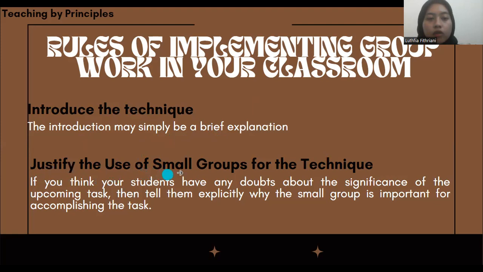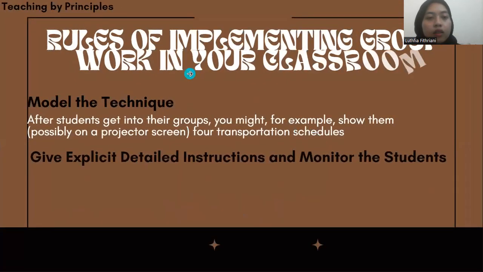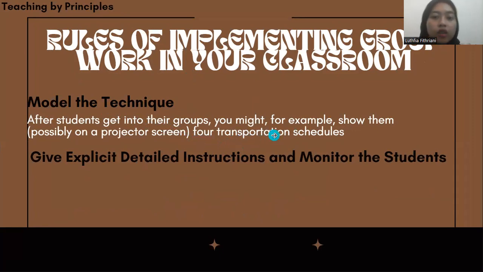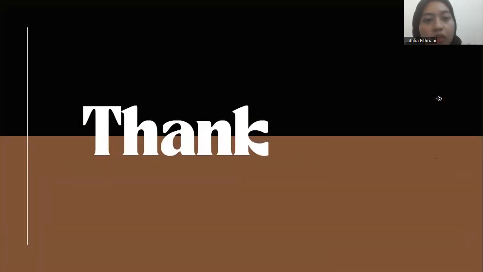The second, justify the use of small groups for the technique. If you think your students have any doubt about the significance of the upcoming tasks, then tell them explicitly why the small group is important for accomplishing the tasks. The next rule is model the technique. After the students get into their group, you might, for example, show them a transportation schedule. Next, give explicit detailed instruction and monitor the students.